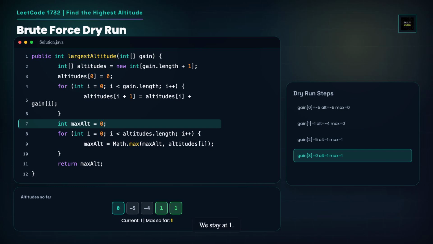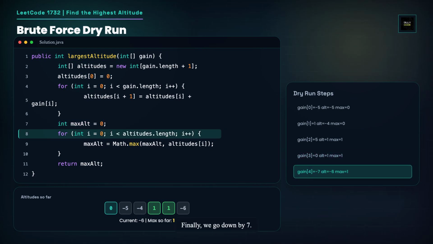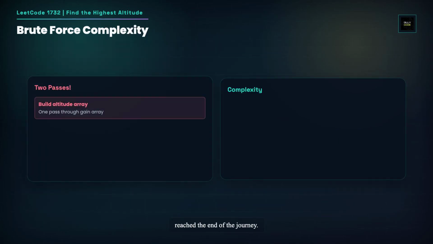The next change is 0. We stay at 1. Nothing changes. Finally, we go down by 7. Now we're at -6. Still, our highest altitude remains 1. We've reached the end of the journey. So the answer is 1.